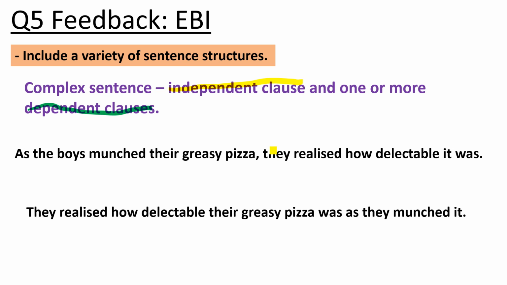So, as the boy munched their greasy pizza, that doesn't make sense on its own because you're waiting for additional information after that, which means that this is the dependent clause. And the second example, they realised how delectable their greasy pizza was as they munched it. So it would be, they realised how delectable their greasy pizza was, which means the dependent clauses are the other sections of the sentence. As the boy munched their greasy pizza doesn't make sense on its own, and as they munched it also doesn't make sense on its own. Those green clauses, the dependent clauses, need to be attached to the yellow clauses, the independent clauses, to make sense.